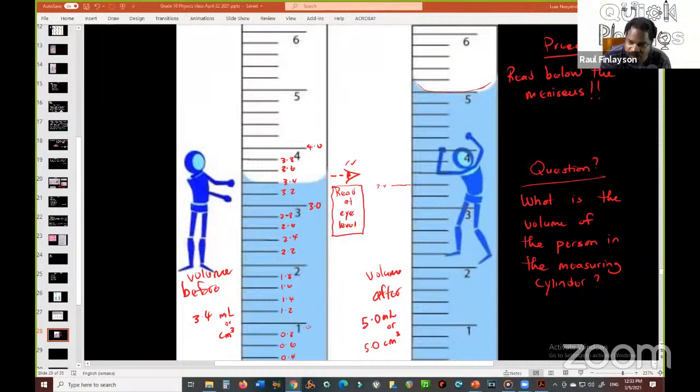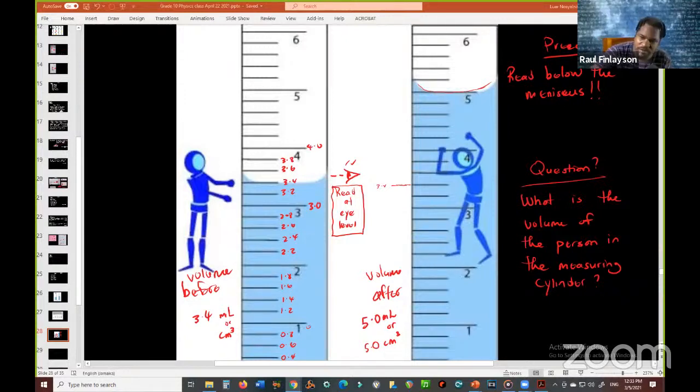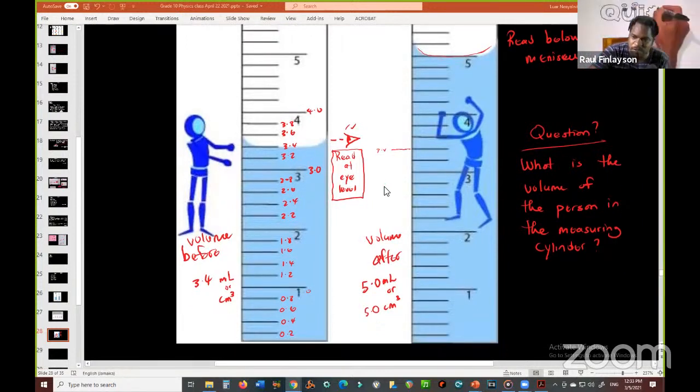All right. So that means that you were listening to what I was saying before. Well, sir, would that not equal negative 1.6, sir, if we subtracted before from after? Okay. So good. So you're saying you subtract the volume before from the volume after. I hope everybody is listening to that.